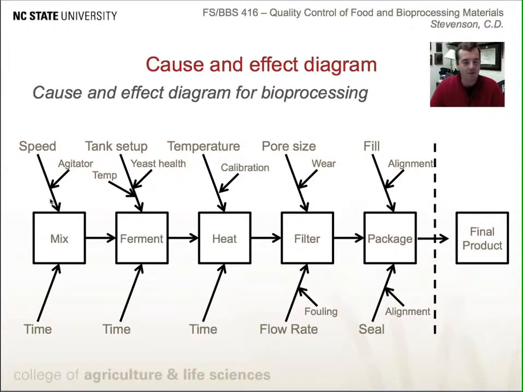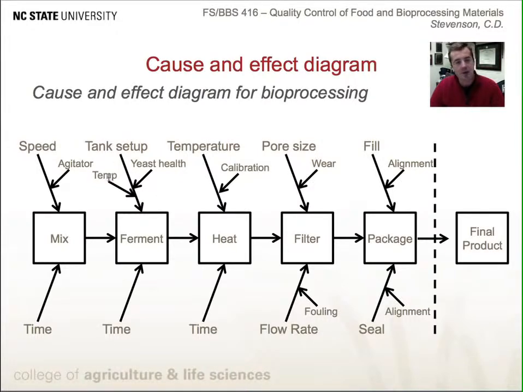And we start out with the first step, which is mixing all of the ingredients. And the major causes that might lead to any sort of effect in this case could be the time of mixing or the speed of mixing. Or maybe a minor cause could be the agitation during mixing. The next step would be the fermentation step. Again, the time might be a major cause that would lead to any sort of defect. Maybe tank setup would be a major cause that would lead to some sort of defect. Might depend on who's doing it and how they were trained.